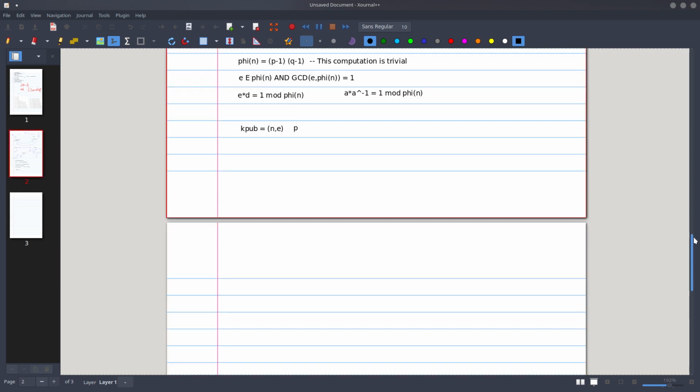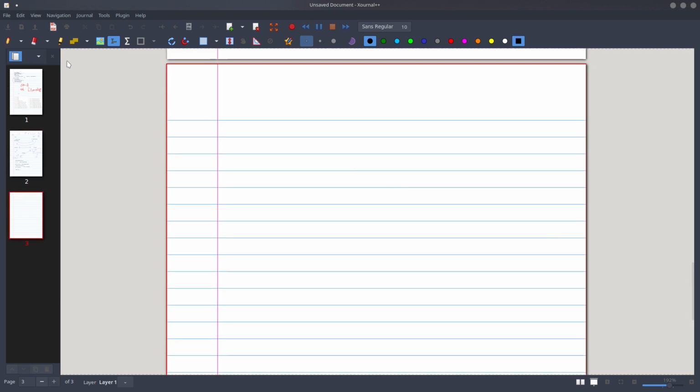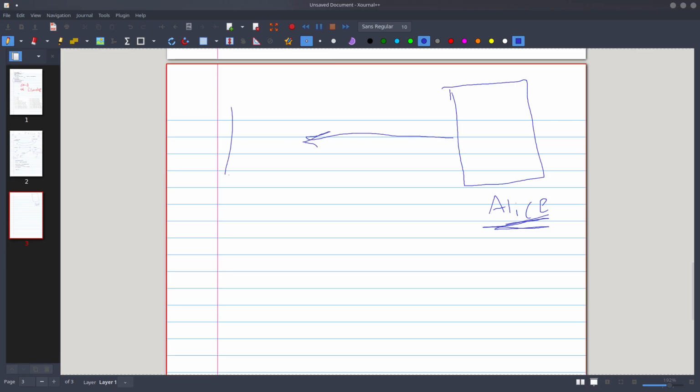So let's just draw a very scuffed diagram to explain how RSA works. The first thing you do is set up your key, everything we just discussed there. You set that up. And we can say Alice is the one doing all the hard work here. So your key got set up, and what you do is you send this over to Bob.